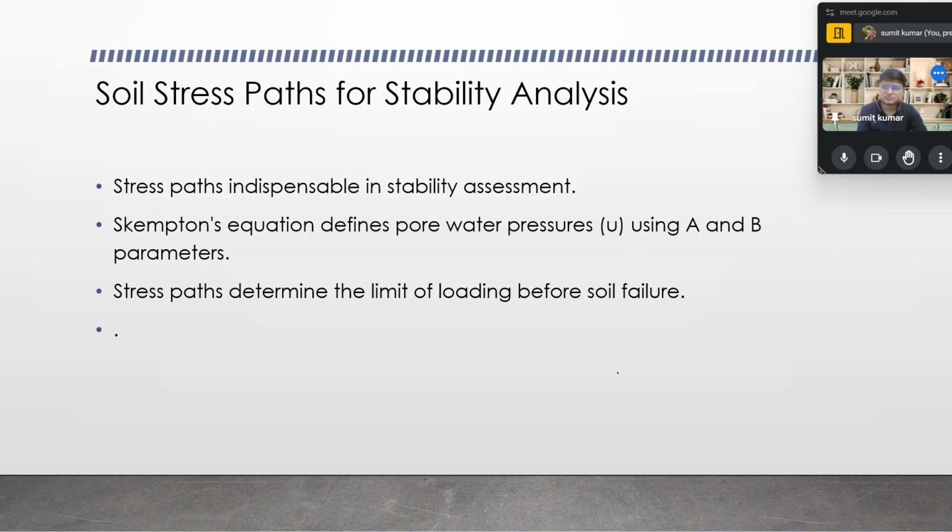And when we talk about the soil stress path for the stability analysis, stress path is indispensable in the stability assessment. Skempton equations define the pore water pressure using A and B parameters. The stress path determines the limit of the loading before the soil failure.